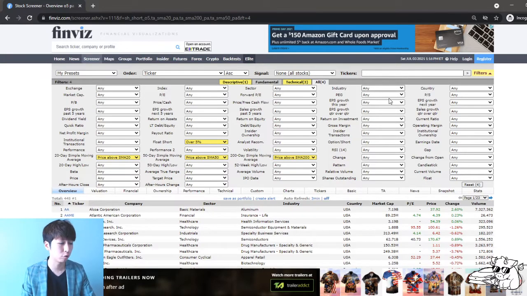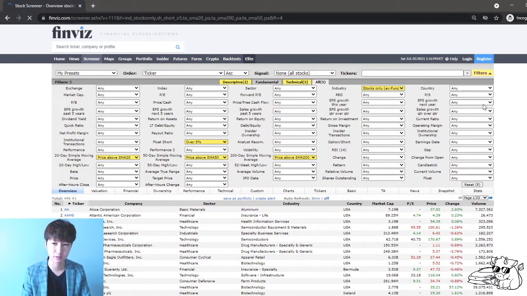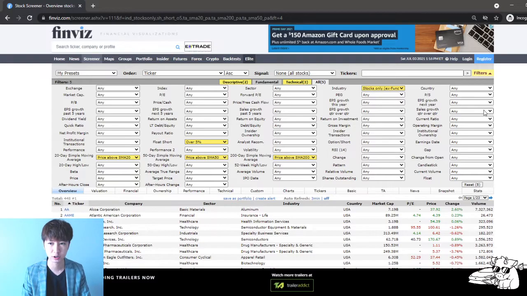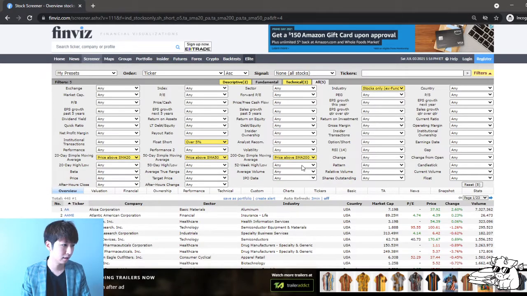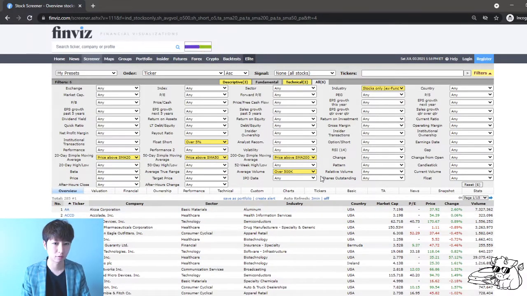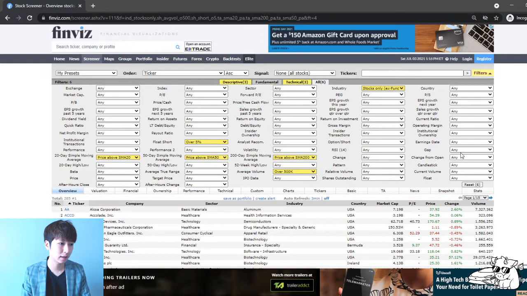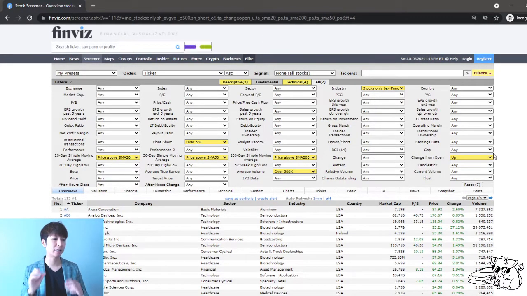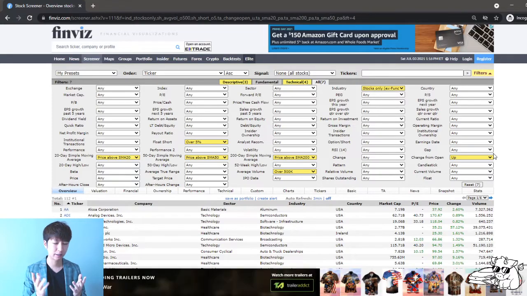Now for industry, I only want to trade stocks. I don't like ETFs. I don't trade ETFs. I look at them to see what's going on. And we also want to look at average volume above 500k for liquidity. That's what I look for, right? And then we want to see change from open up. So I want to see the stock green at the end of the day. That usually means it has great strength, even though it might have turned red throughout the day, but it turned green in the end.